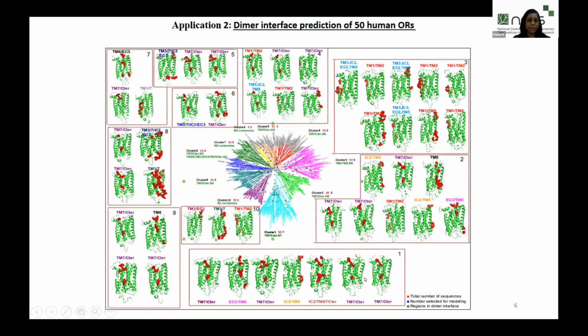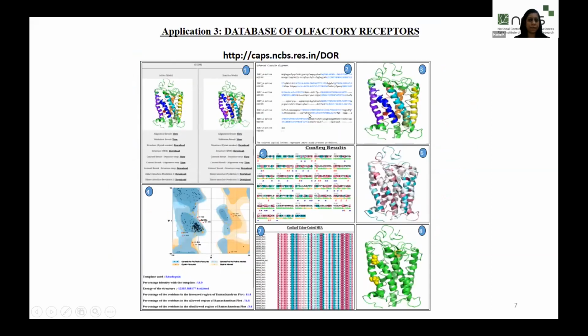All of this data that we have obtained has been deposited in a database of olfactory receptors, which is accessible to the public, where you can have the sequence alignment between the olfactory receptor and its template, the structure that was obtained, the validation of the structure by Ramachandran plot, and the conservation of residues mapped on the sequence as well as the structure.